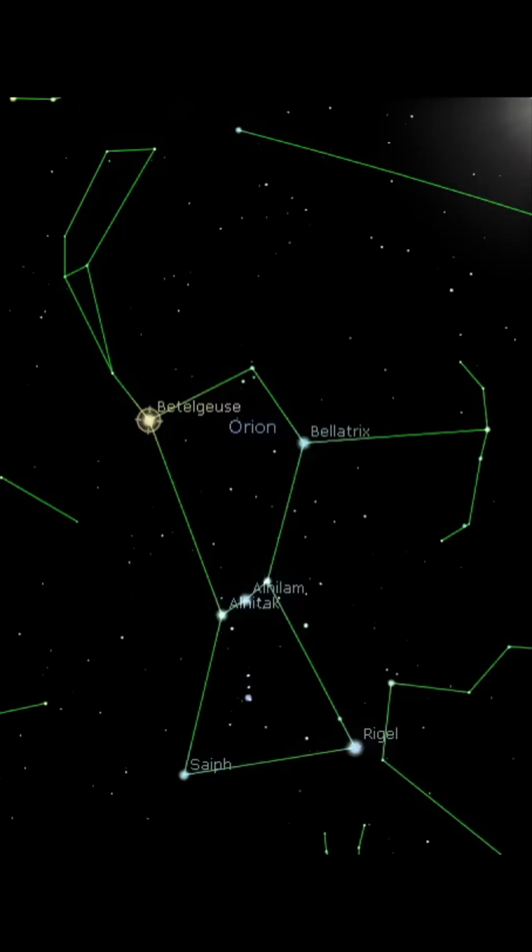Bellatrix, the dazzling blue giant of Orion. Bellatrix, also known as Gamma Orionis, is a magnificent blue giant star located in the constellation of Orion the Hunter. This celestial gem is one of the hottest stars in the universe, with a surface temperature ranging from 10,000 to 25,000 Kelvin, much hotter than our sun's 5,700 Kelvin.